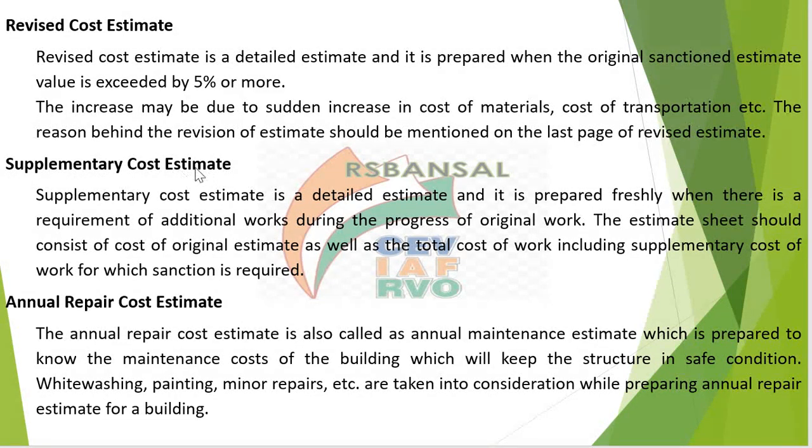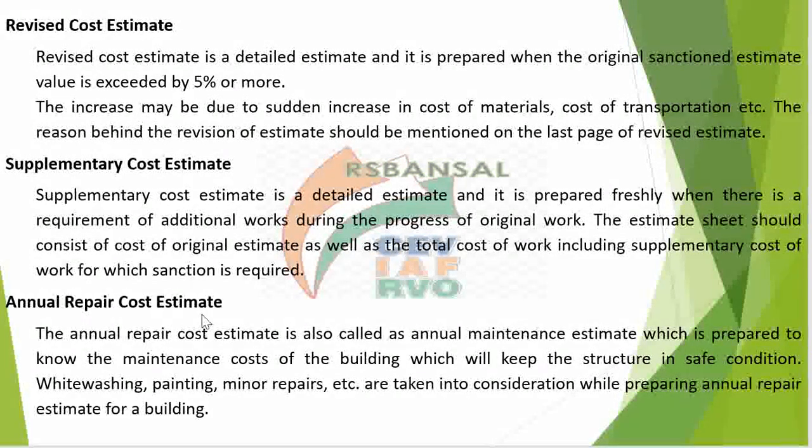Then there is the supplementary cost estimate. A supplementary cost estimate is needed when, during the construction of a project, you all of a sudden find that another thing, another building or another room is required to be added. For that, you have to prepare a supplementary cost estimate. So you will prepare the estimate sheet, and it should consist of the cost of the original estimate as well as the total cost of work, including the supplementary cost of work for which sanction is required.